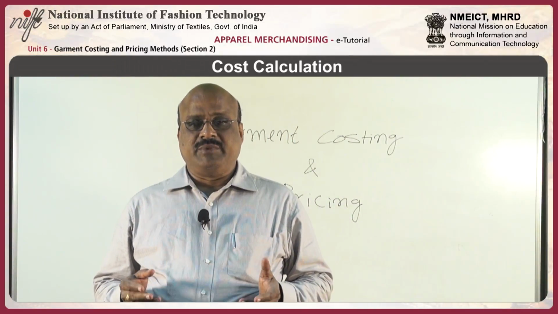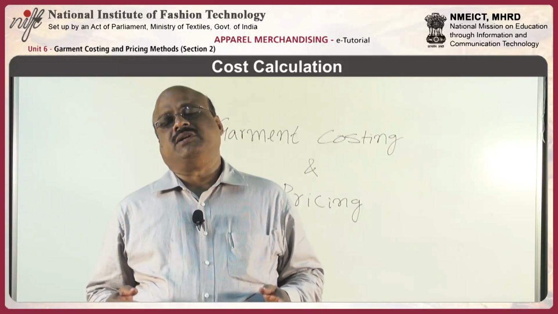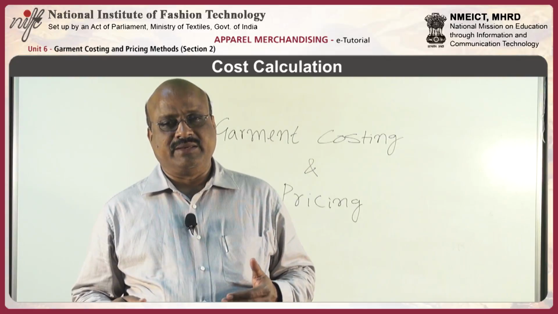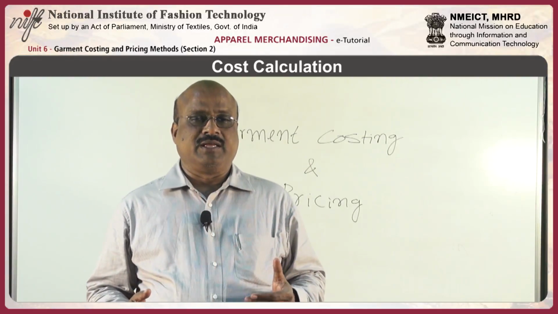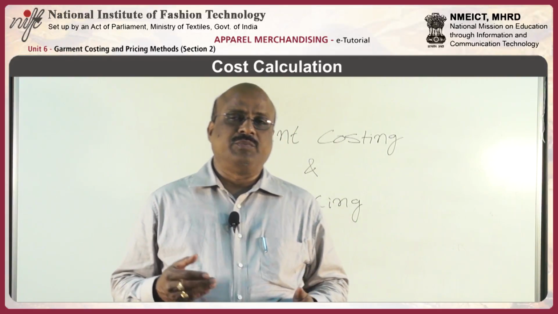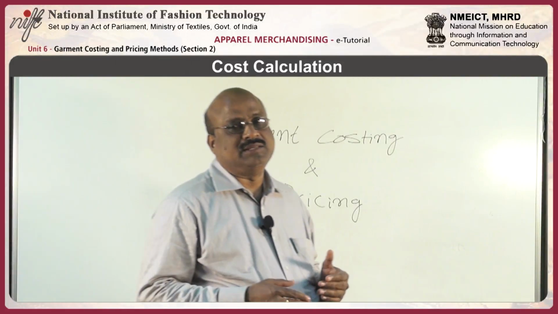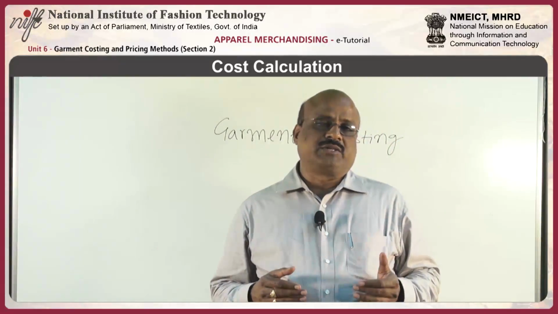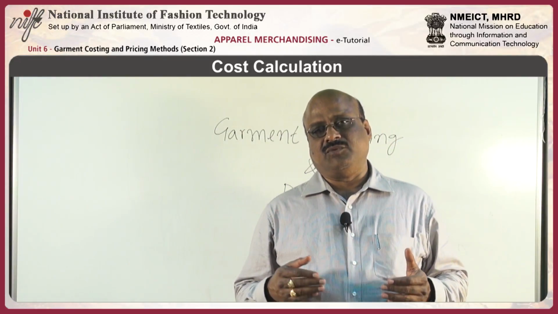Particularly matching the parameters of the buyer. The buyer may give certain parameters to be matched. So when these requirements increase, efficiency may take a beating. It also depends on the type of style the garment is going to be. Based on that also, the cost calculations and marker efficiency would vary.